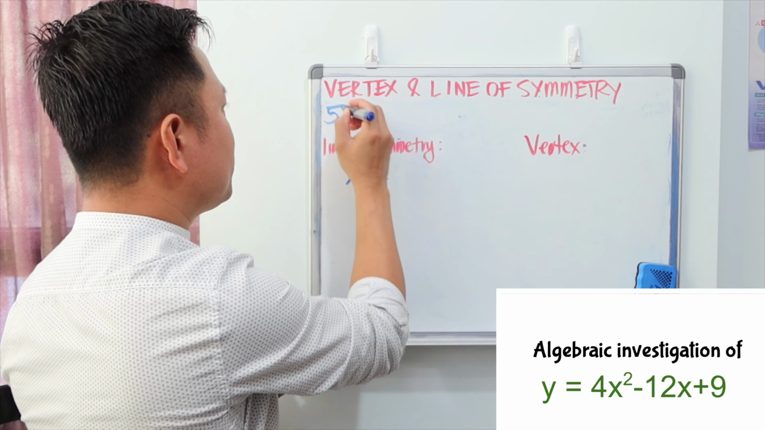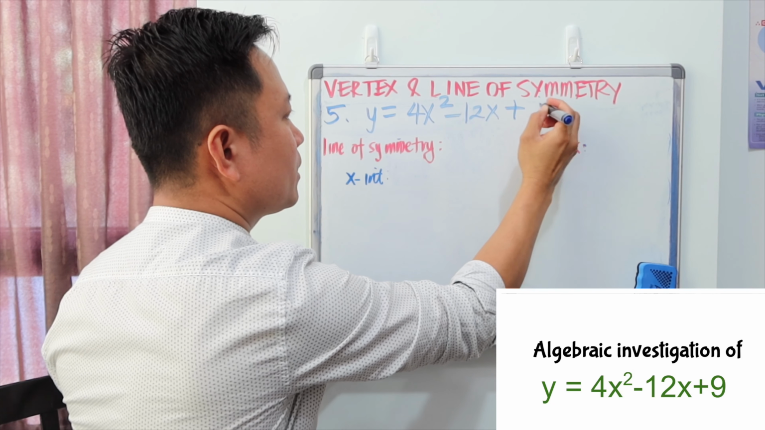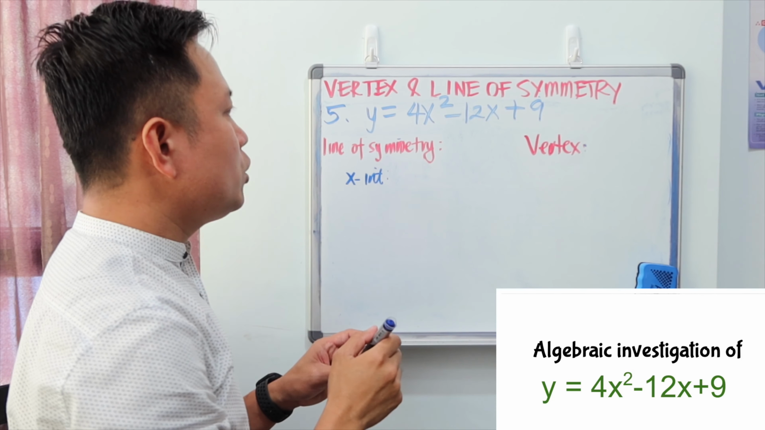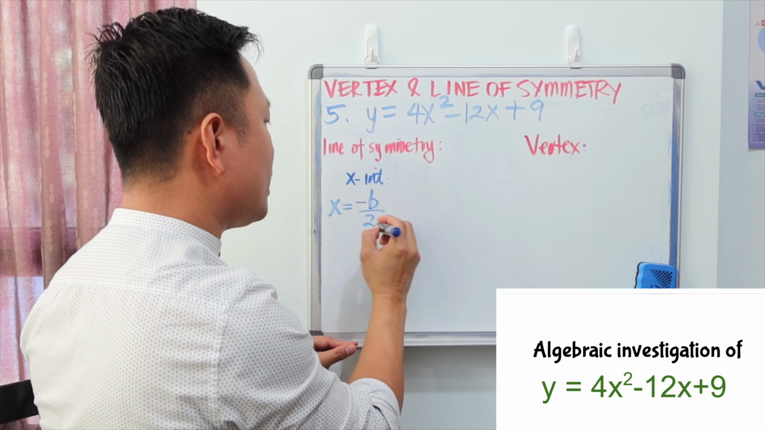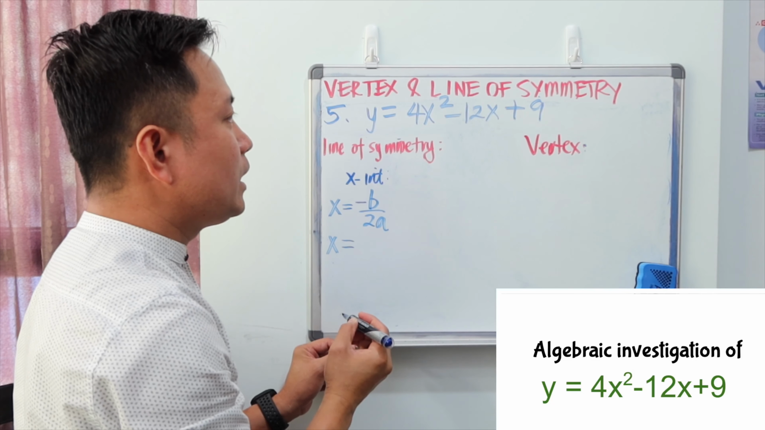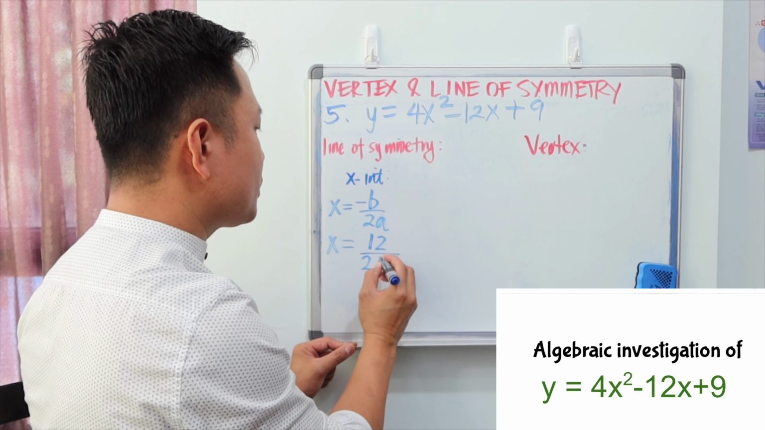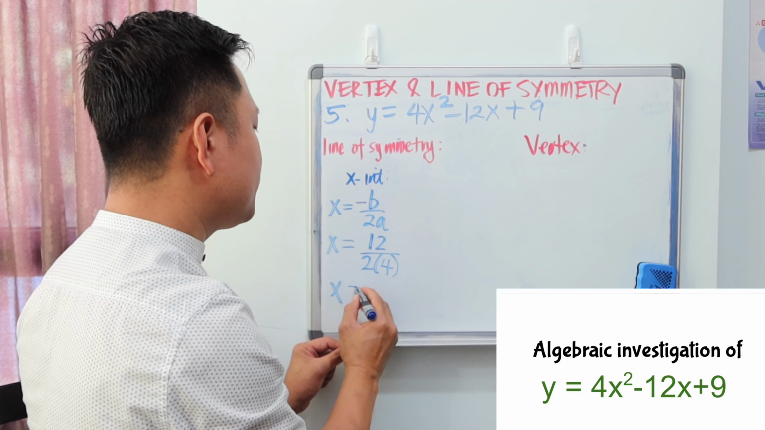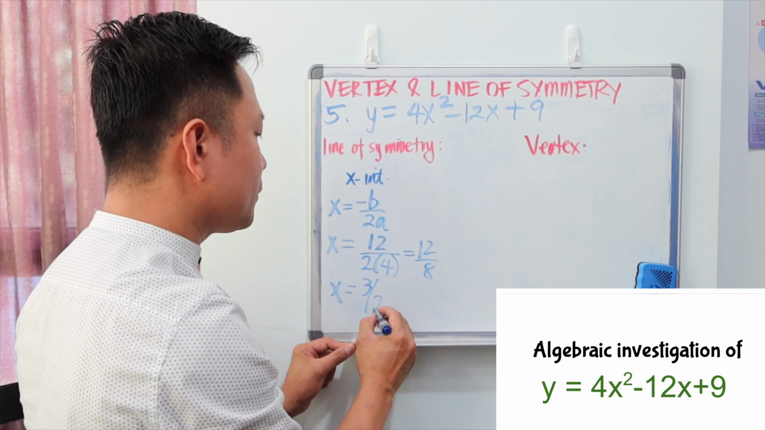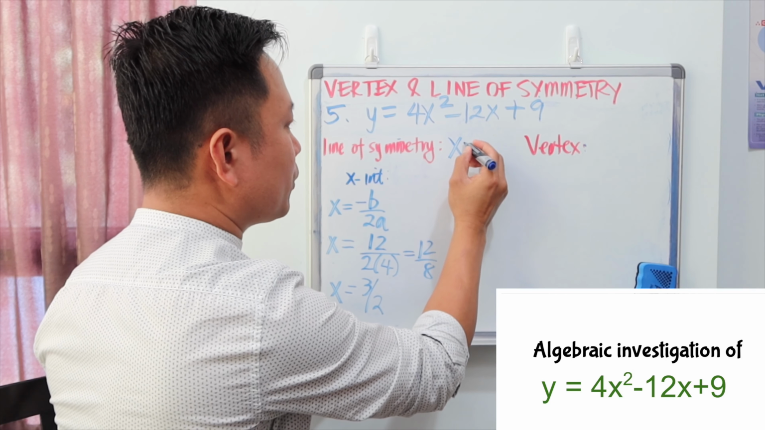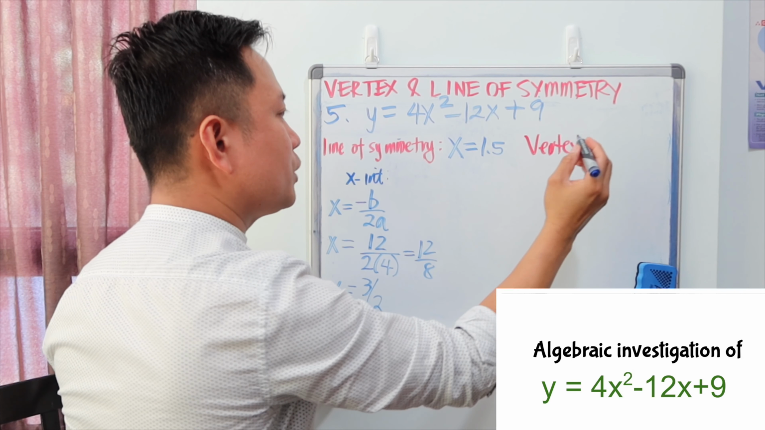Now let's have example number 5. Y is equal to 4x squared minus 12x plus 9. So in this problem, you can identify the line of symmetry by using, again, negative b over 2a. So we have x is equal to negative of negative 12, which is now positive 12, over 2 times our a, which is 4. So x is equal to 12 over 8. And in simplest form, that is 3 over 2. So the line of symmetry will pass through the x value of 1.5 or 3 over 2.